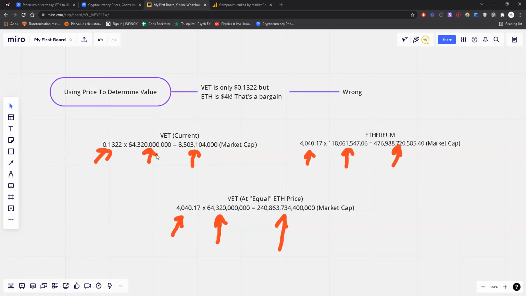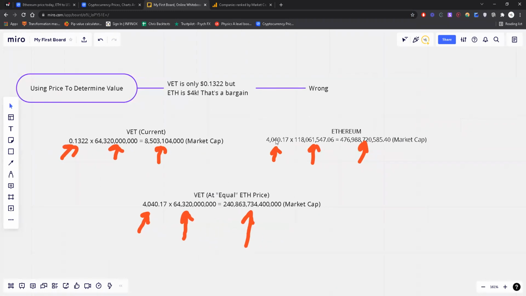So let's run through and calculate these market caps, right? With VeChain, about 13 cents cost per coin, times that by 64.32 billion coins, which is the circulating supply, which gives us the total value, which is about $8.5 billion. With Ethereum, we've got about $4,000 per coin, 118 billion in circulation, and that gives us a market cap, which is short for market capitalization, or the value of the project, of almost 477 billion US dollars.